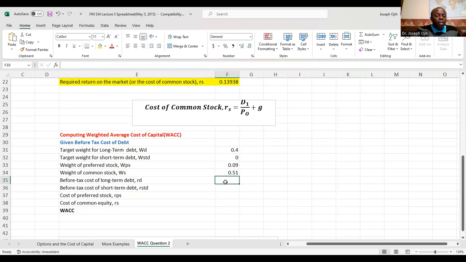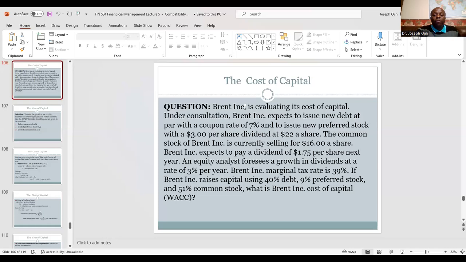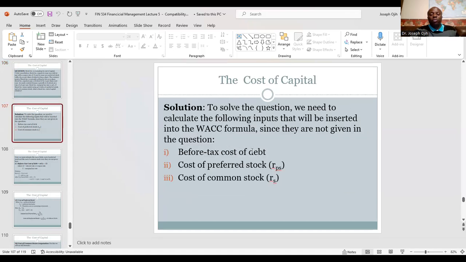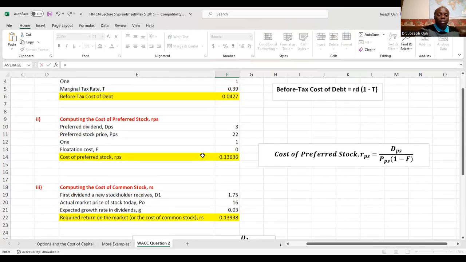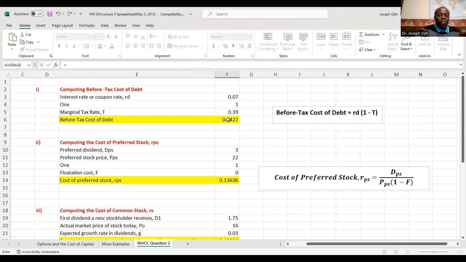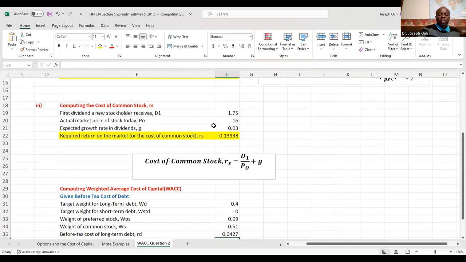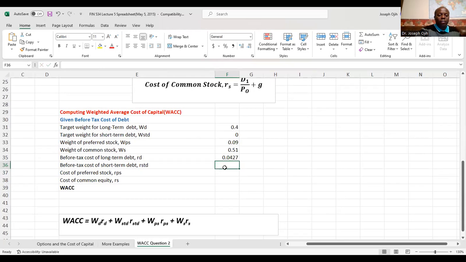Cost of long-term debt. Let's go to the actual long-term debt. If you recall, as a matter of fact, we have the calculation because they didn't give us the cost of long-term debt. That's one of the things that we calculated, before tax cost of debt. So let's go and put it in. We put equal sign here and pick it up from where we have done the calculation, before tax cost of long-term debt. Click on it and press the enter key. It will enter right there automatically.